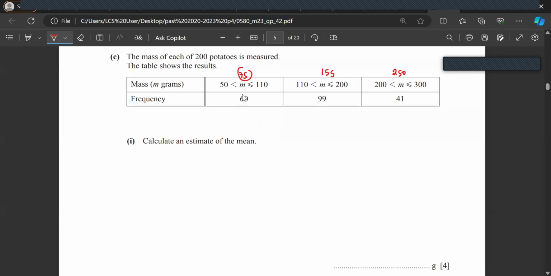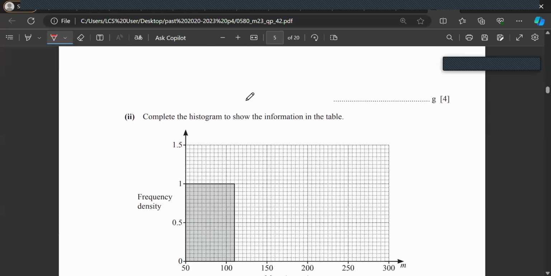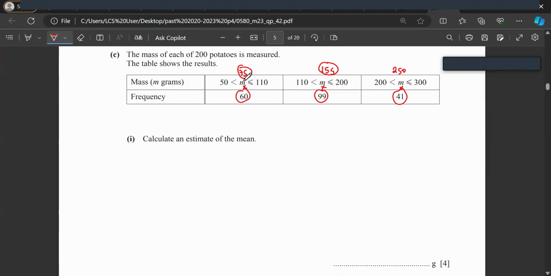Then multiply this number by this number, and this number by this number, to get the products, add them and divide by 200. Any problem in getting the mean? Are you feeling that I'm talking fast, solving fast, or is this good to catch up? Oh, it's fine.